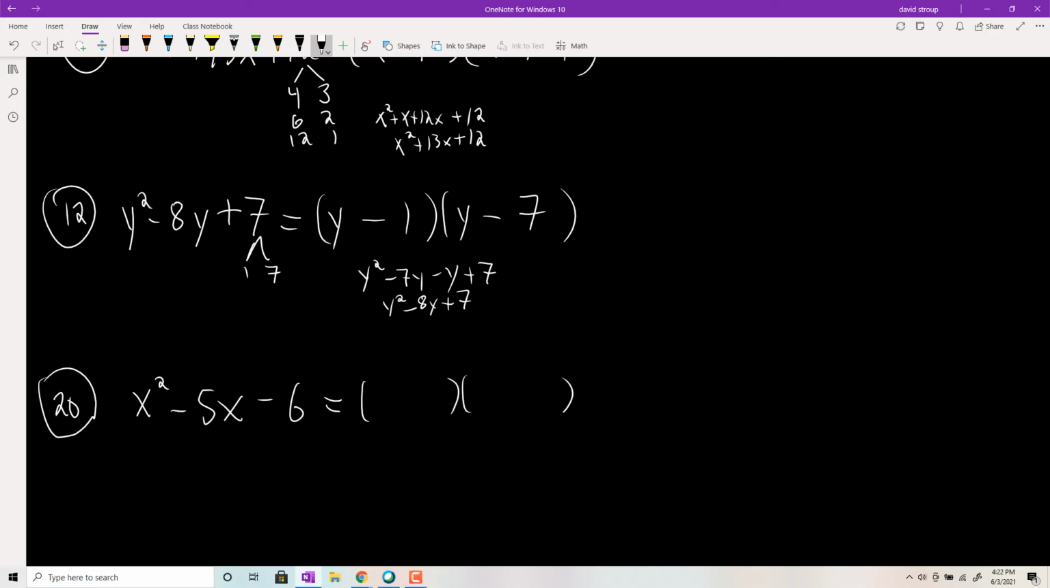Set up your parentheses. And you get plus, minus. Has to be x and x. And then it's either 6, 1, 1, 6, 2, 3, or 3, 2. And we need these things to subtract to give me 5. Okay, so 3 and 2 will give me 1 if you subtract them. 6 and 1, yeah, that's the job. And you want the bigger one to be negative, so you end up with negative 5x. Okay, FOIL it out.